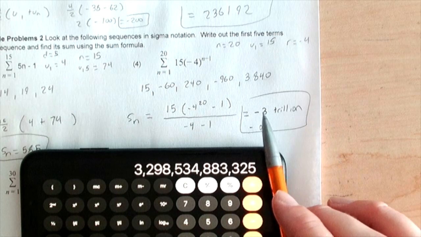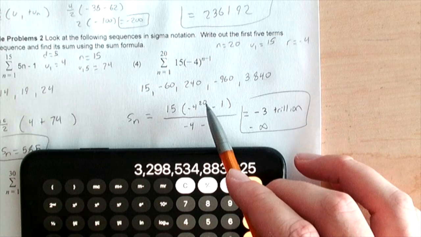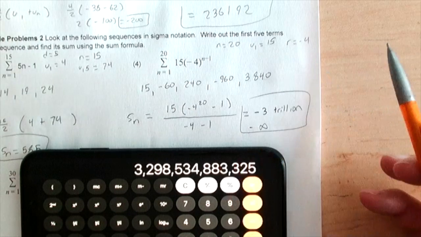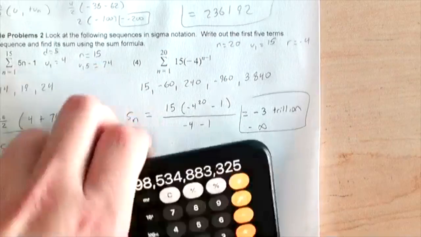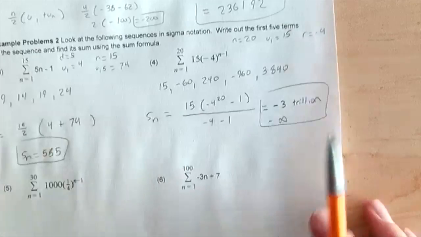right? So in this case, we did -4 to the 20th power. That's pretty much -3. This whole thing is going to be -3 trillion, and I'm cool if you say it's infinity. Okay, I want to continue on.